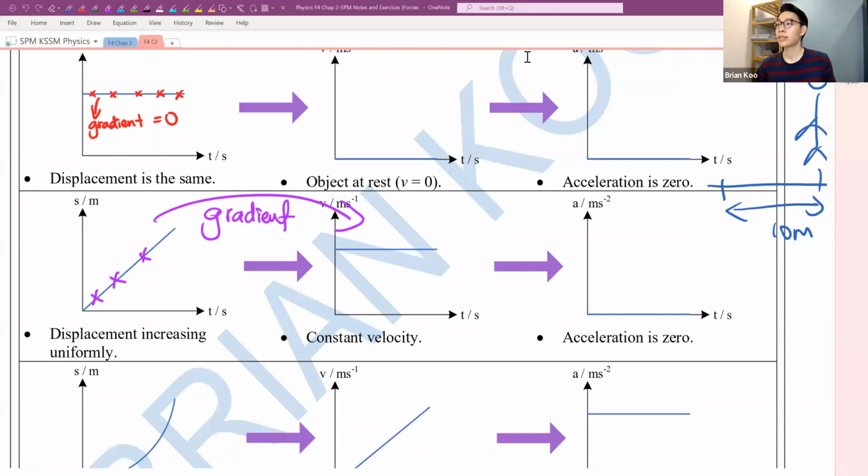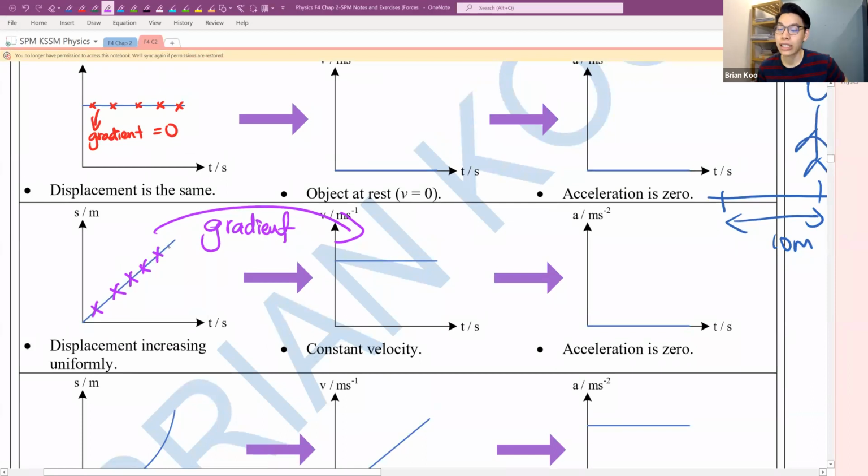Hold on. Okay, sorry, I saw it coming. My OneNote crashed. Let me share screen again. Okay, yeah, we're back.